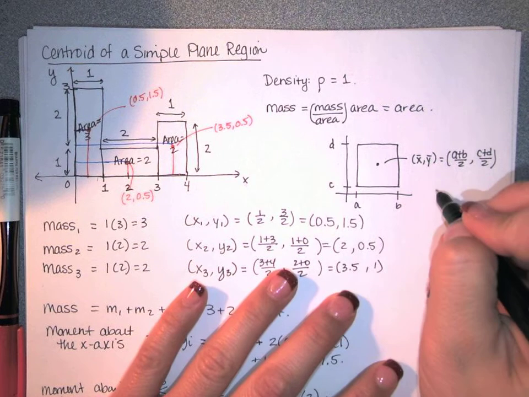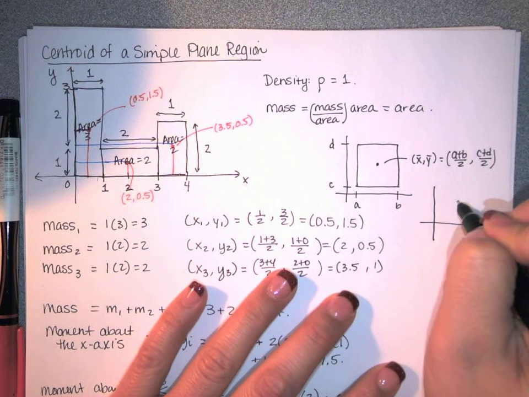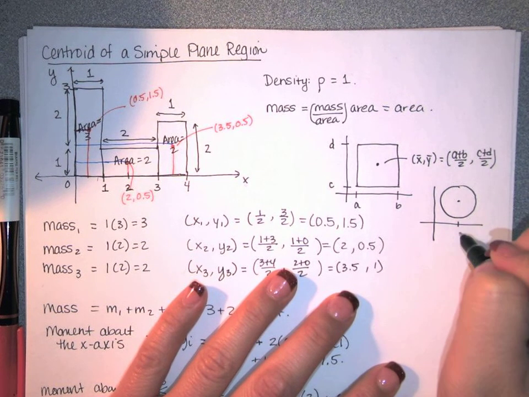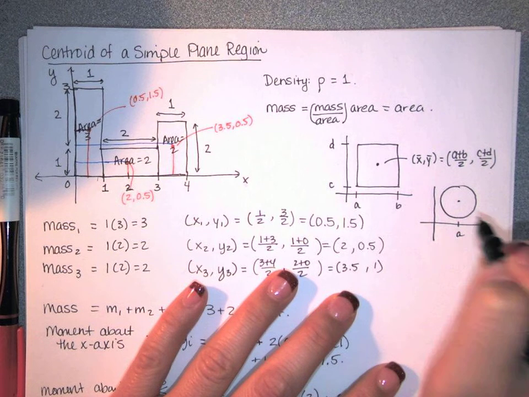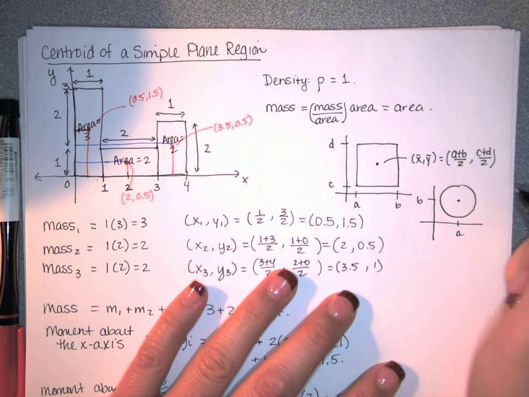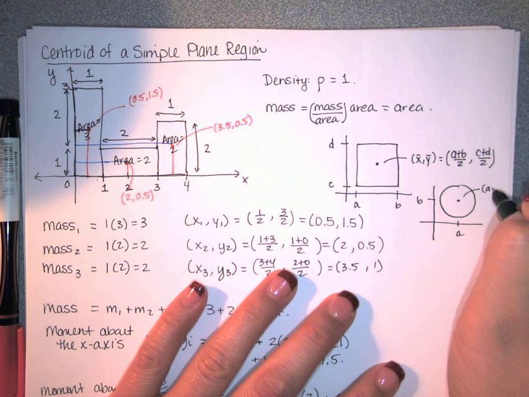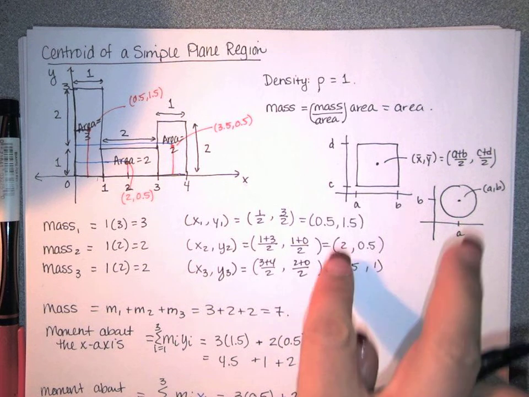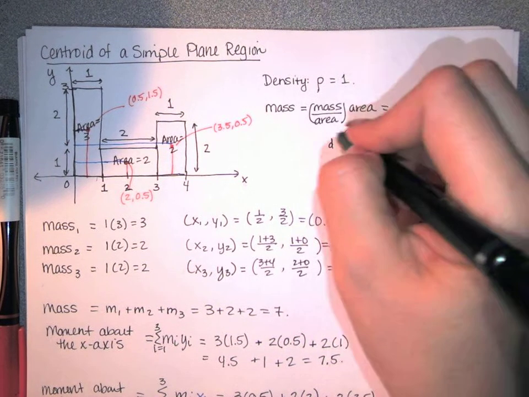Now for a circle, if it's completely symmetric, the center of mass is, you guessed it, the center of the circle. Center is at the location (a, b). So keep these two in mind as you do the homework.